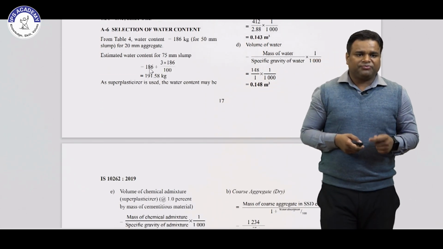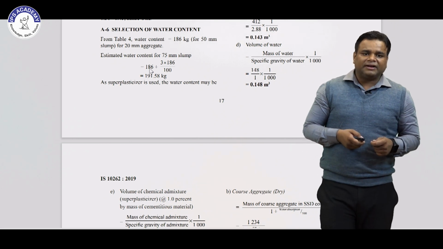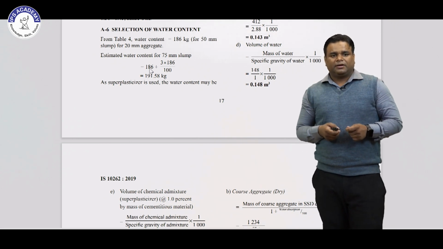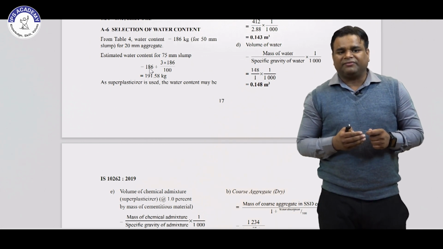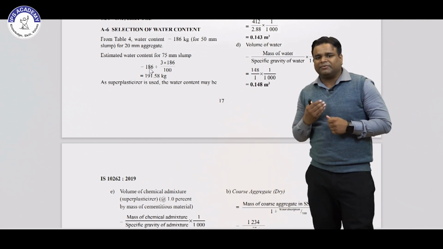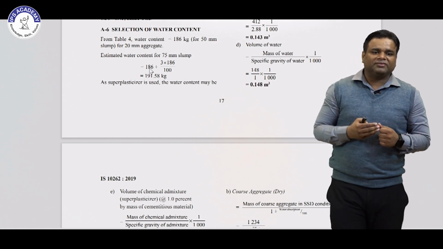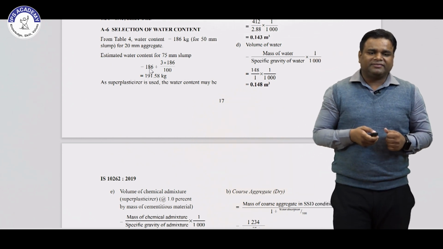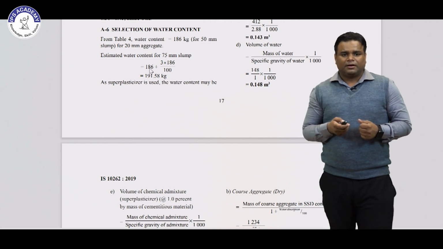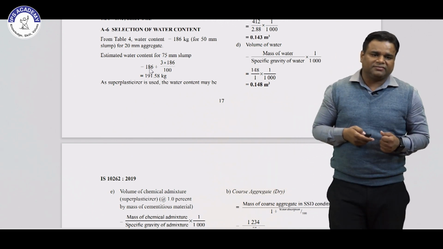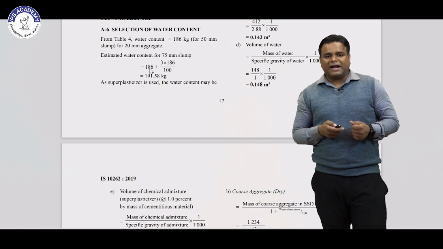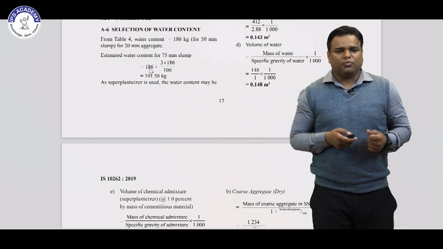Then selection of water content. From table 4, the water content for 50 mm slump for 20 mm aggregate is 186. But our slump is 75 mm. So for every 25 mm increase we have to increase 3%. So 186 plus 3 into 186 divided by 100, we will get 191.58 kg of water content.